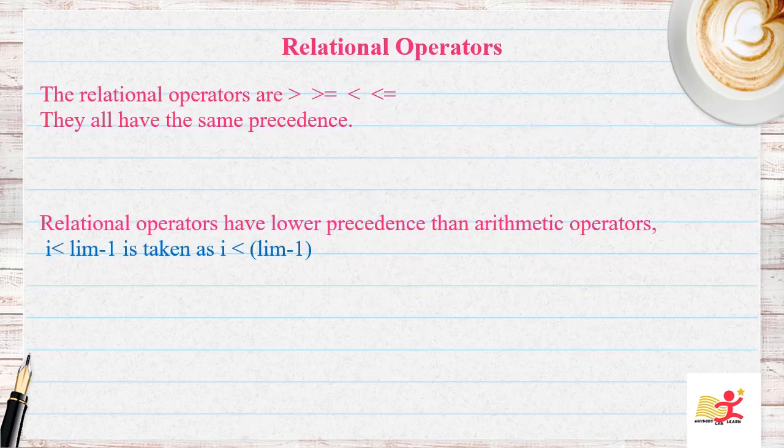Relational operators. The relational operators are greater than, greater than or equal to, less than and less than or equal to. All of them have the same precedence. Compared to arithmetic operators, relational operators have lower precedence. So an expression like i < lim-1 is taken as i < (lim-1). That means lim-1 will be calculated first as it is an arithmetic operation, and then the relational operation will be done. That is, the check i < lim-1 will be done.